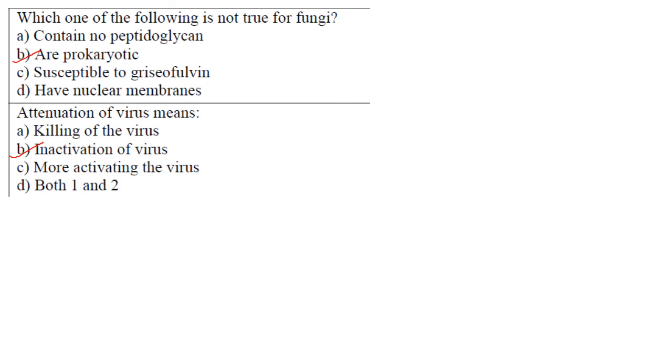Contain no peptidoglycan, are prokaryotic. They are not prokaryotic, they are eukaryotic. Susceptible to griseofulvin and have nuclear membrane. Then attenuation of virus means: an attenuated virus is a weakened, less vigorous virus, and it may be used to make a vaccine that is capable of stimulating an immune response and creating immunity but not causing illness. So answer will be inactivation of virus. Answer is option B.